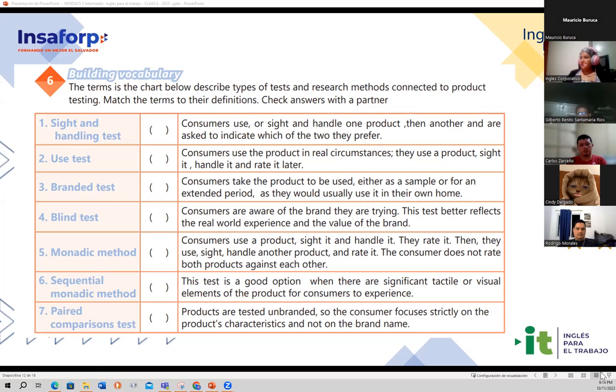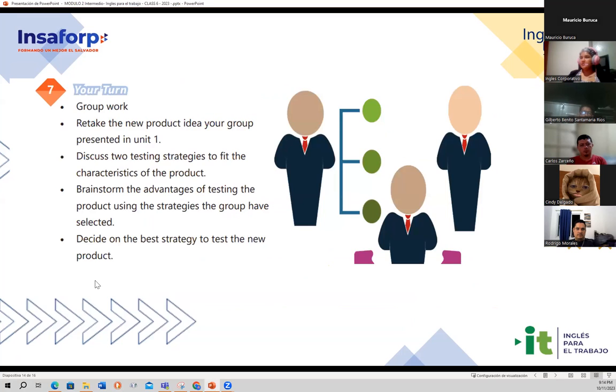Okay, so we are going to continue because we have other activities. So we still have time to work on this. It says, we're going to keep working in groups, okay? You're going to retake the new product idea your group presented in unit number 1. Do you remember unit number 1? We worked on that yesterday. Then you are going to discuss two testing strategies. Okay, two testing strategies.